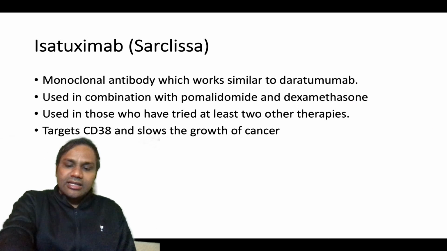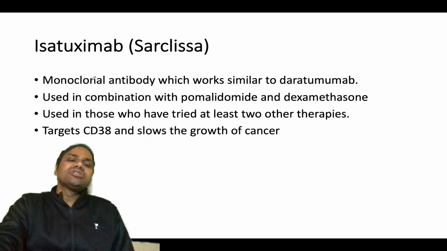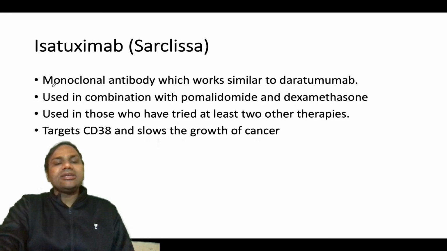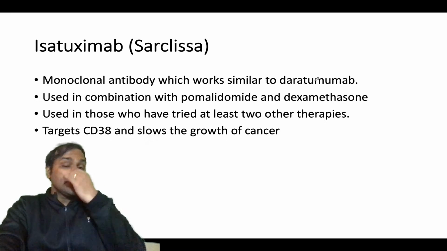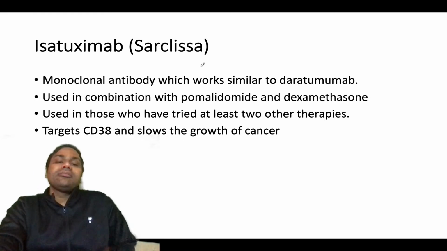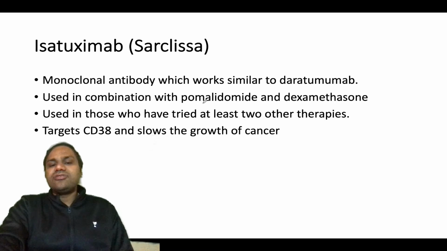Then another important drug is isatuximab. Isatuximab is again a monoclonal antibody which works similarly to daratumumab. It also inhibits CD38 of plasma cells or multiple myeloma cells, and is used in combination with pomalidomide and dexamethasone, in those who have tried at least 2 other therapies. It also targets CD38, which you know very well.